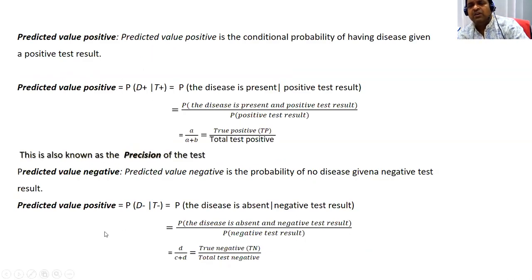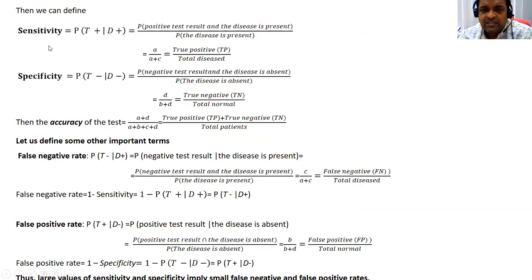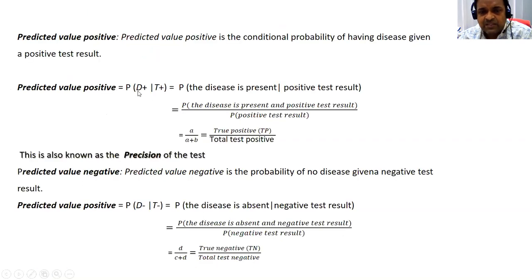There are some other terms we very commonly use, called predictive value positive. We learned that sensitivity is the correct answer when the laboratory test is positive for a patient who has the actual disease. Specificity is the correct answer when the laboratory test is negative and the individual doesn't have the disease. Predictive value positive is the probability that a person actually has the disease, given that the lab test result is also positive.